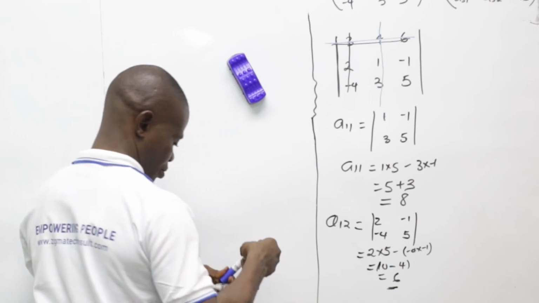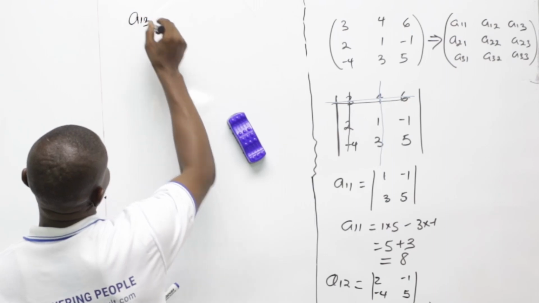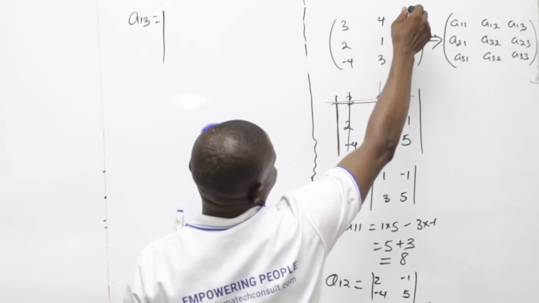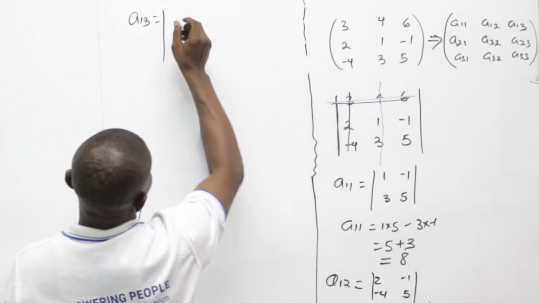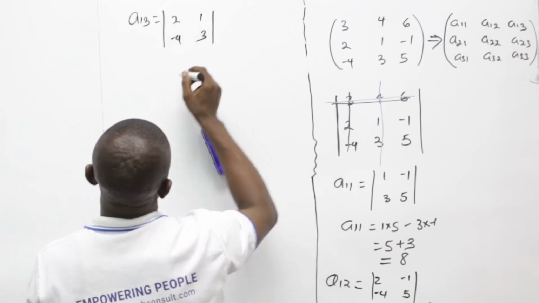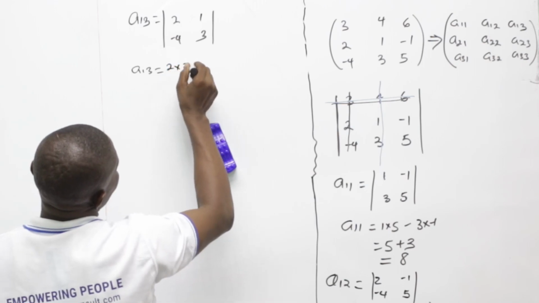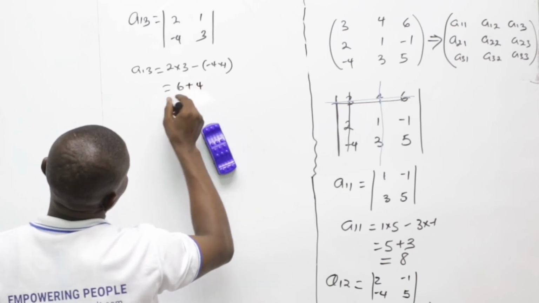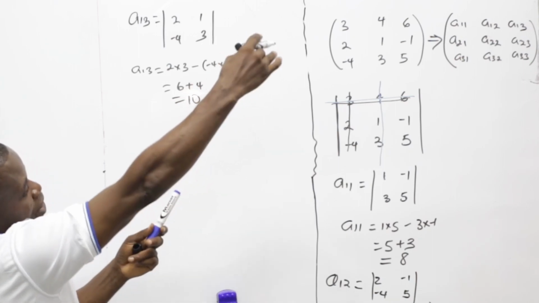Then the next, A13. You can see what I'm doing. I'm taking my time. A13 equals, this is the position of A13. Cancel this way, cancel this way. What will remain? 2, 1, minus 4 and 3. So the determinant A13 equals this times this, minus bracket minus 4 times 1, to give us 6 plus 4 equals 10. Can you see how easy it is? Now, we are done with row 1.